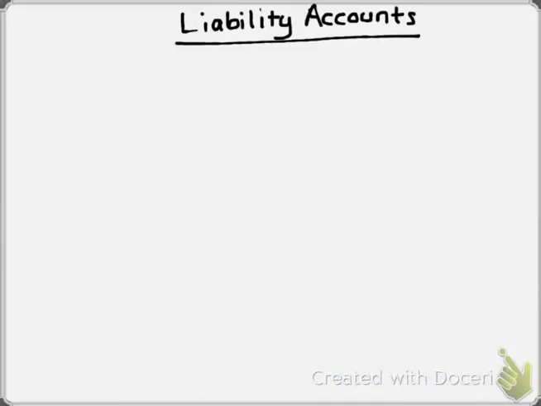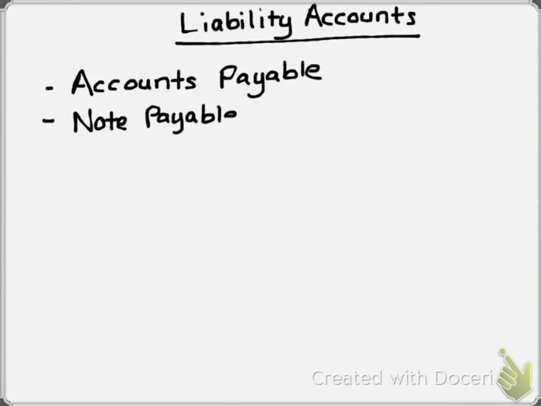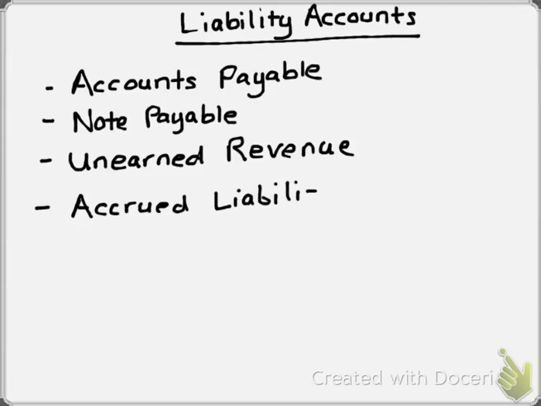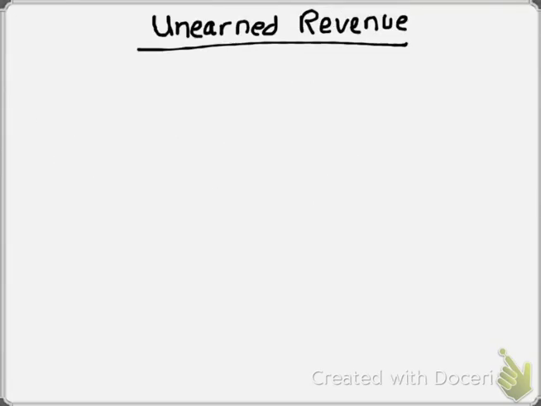Next, let's take a look at liability accounts. There are two that you already know of, accounts payable and note payable. And then there are two new ones, unearned revenue and accrued liabilities. Let's take a look at those two next. First, let's take a look at unearned revenue. If you remember from Chapter 1, revenue is what a company earns when they sell goods or services. And revenue is earned when the goods or services are provided to the customer.